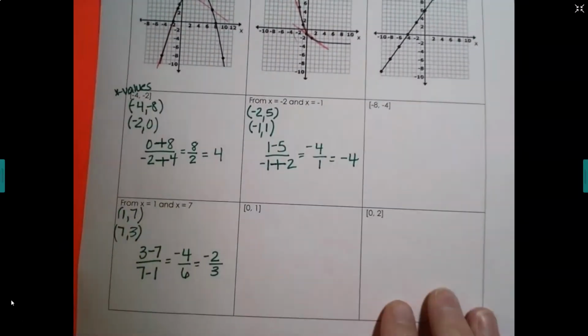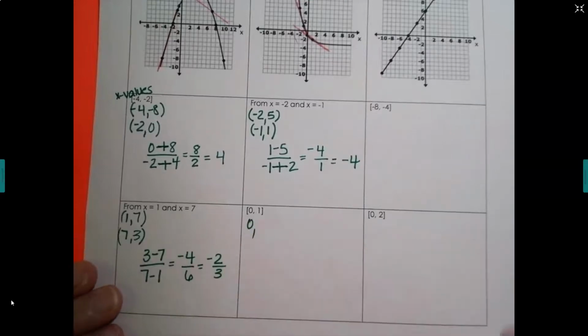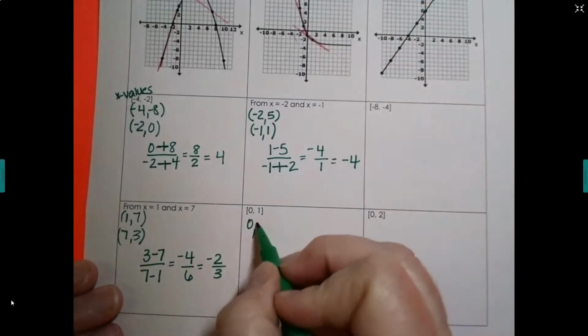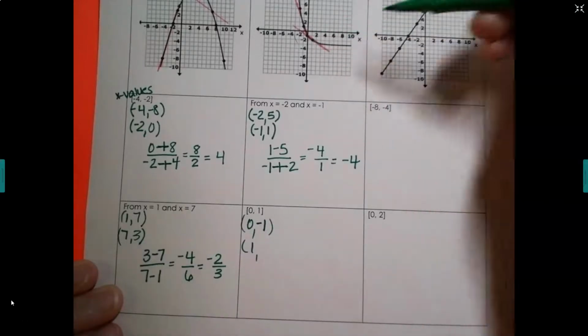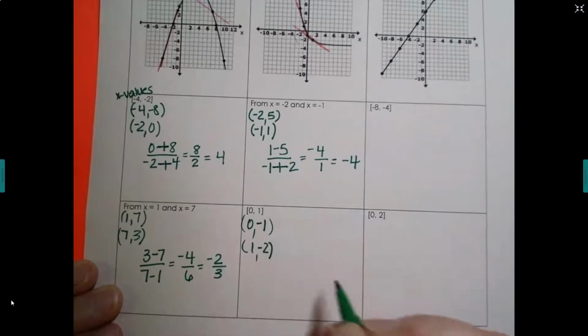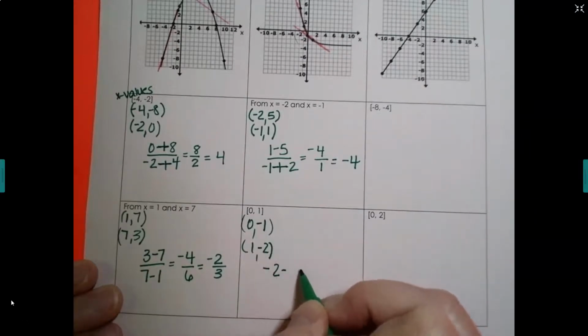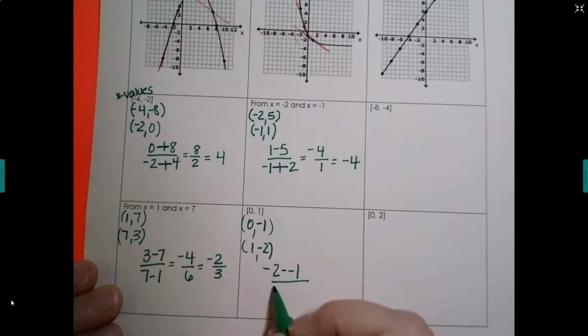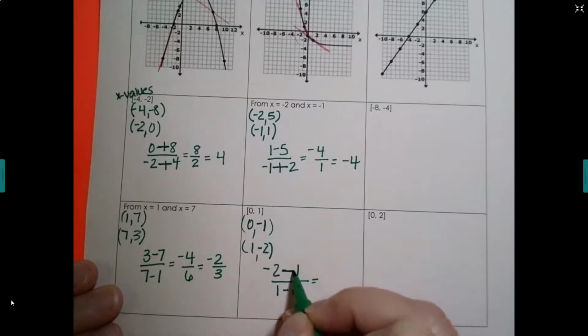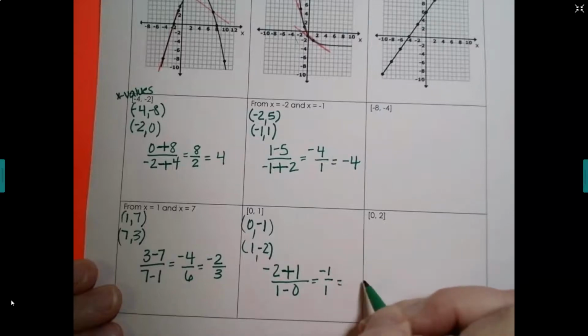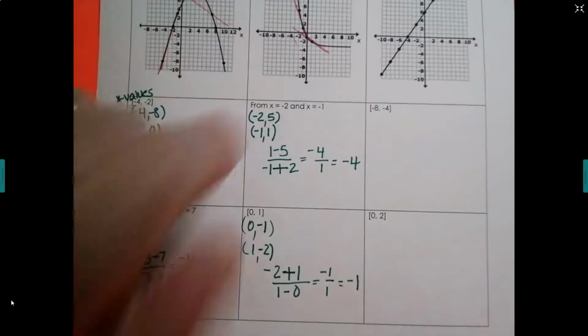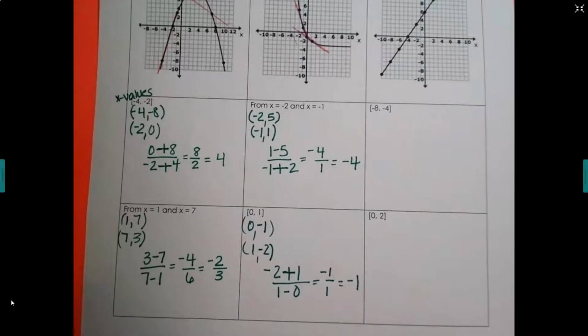So my x value is 0. I go back and look. My y value there is -1. And if my x value is 1, my y value there is -2. Calculate it out. -2 minus -1 divided by 1 minus 0. That becomes a big positive. -2 plus 1 will be -1. 1 minus 0 is 1. So my overall slope there is -1. It's a smaller number, meaning it's going to be a flatter slope, just like we're seeing here.